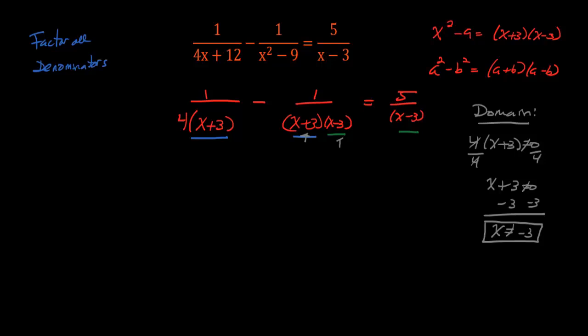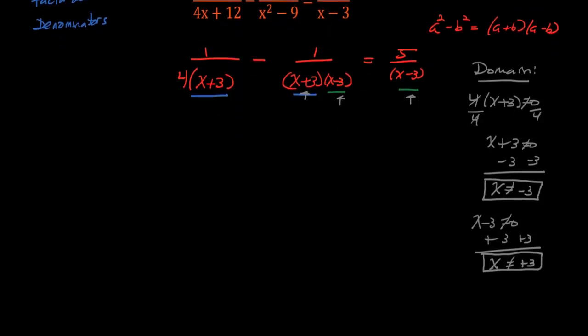So our last factor we have to evaluate is this x minus 3. So x minus 3 cannot equal 0. Adding 3 on both sides, we get x cannot equal positive 3. So these are our two values that if we get them as solutions, we must exclude.